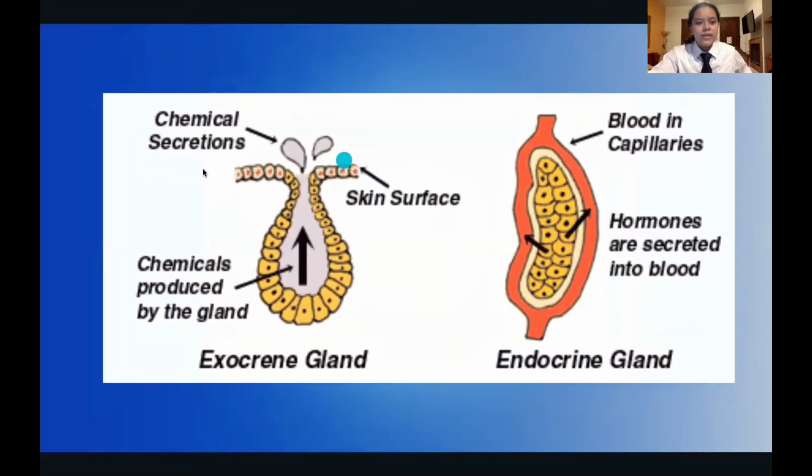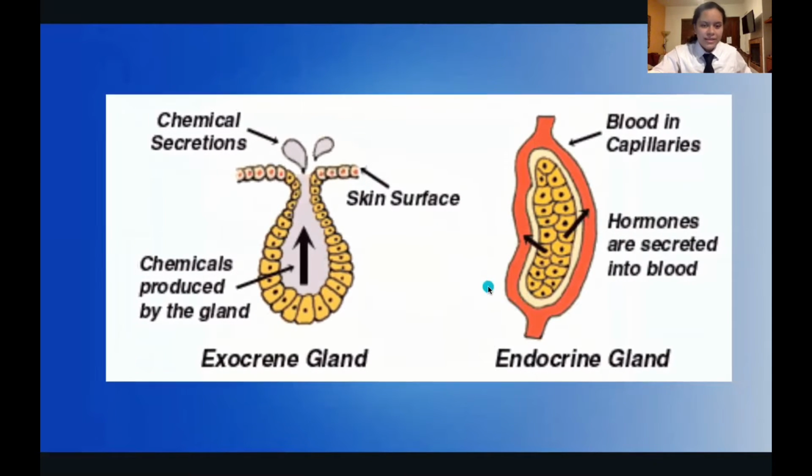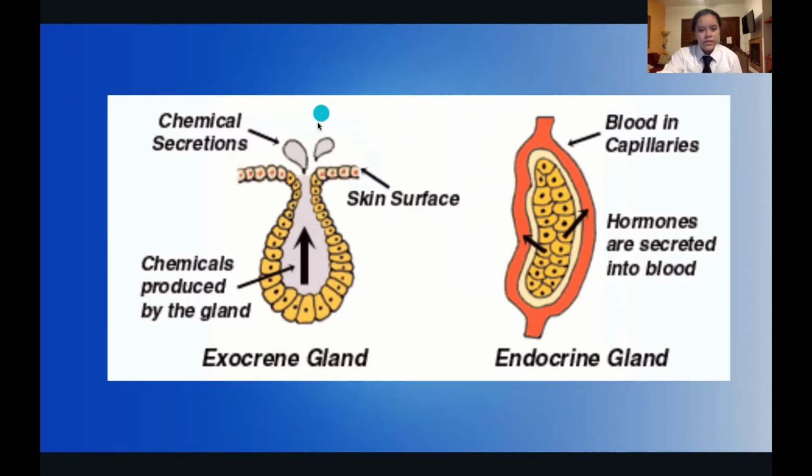So then we have the epithelial glands. We have here the exocrine gland and the endocrine gland. The exocrine gland is the one that secretes sweat, mucus, oils, saliva, earwax, etc. And here we have a little diagram. This shows the chemical secretion, this is the skin surface, and these are the chemicals produced by the gland.